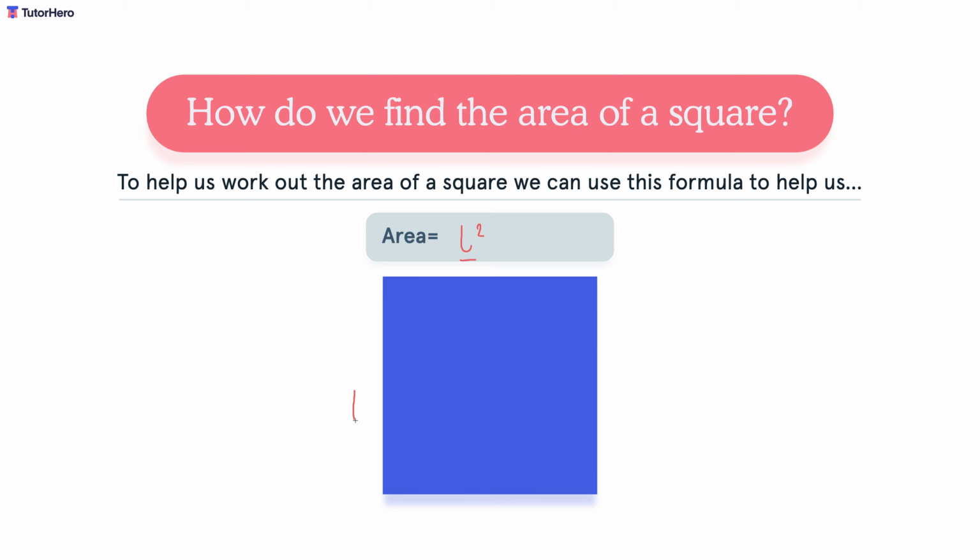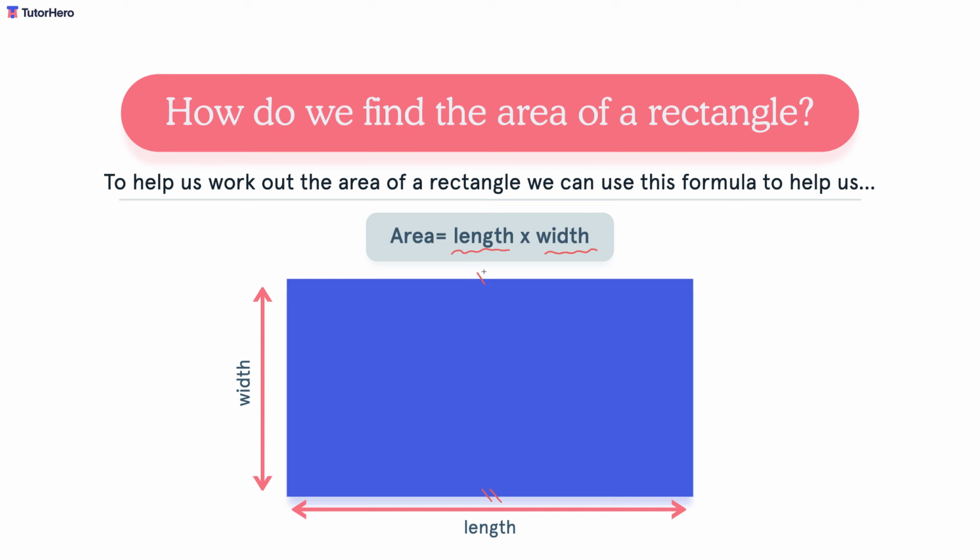How do we find the area of a rectangle? To help us work out the area of a rectangle, we can use this formula. Area equals the length times the width. Remember that a rectangle has 2 pairs of equal sides adjacent to each other. 2 longer sides and 2 shorter sides.